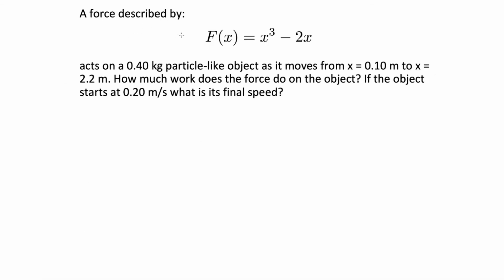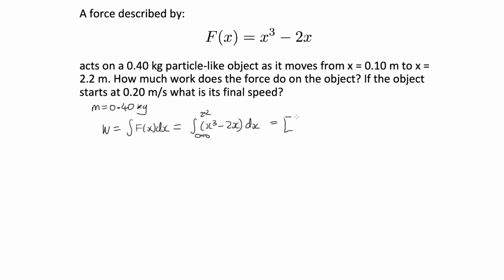So in this problem, we're told that the force, which is described by x cubed minus 2x, acts on a 0.40 kilogram particle as it moves from x equals 0.1 meters to x equals 2.2 meters, and we're asked how much work does the force do on the object. So to calculate the work, we'll need to use that the work is equal to the integral of F of x dx. So in this case, we've got x cubed minus 2x dx, and we're going from 0.10 meters up to 2.2 meters.